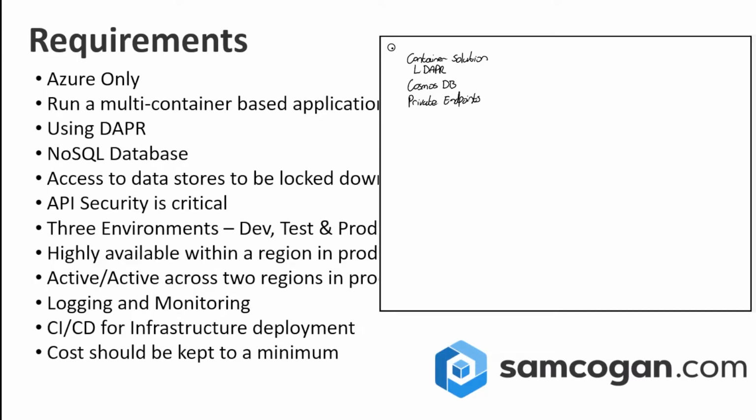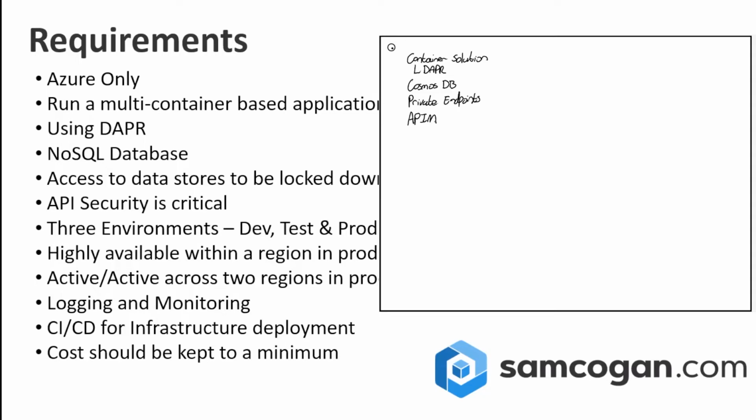API security. We need to make sure that the API is locked down and has all the security features we can get for it. So again, if we're looking for PaaS type services, which I really think we should be, then we're probably going to want to look at API Management, or APIM. Type that in. Dev, test, prod. Okay, we're going to need 3 different environments. That's fine. We can work that in.